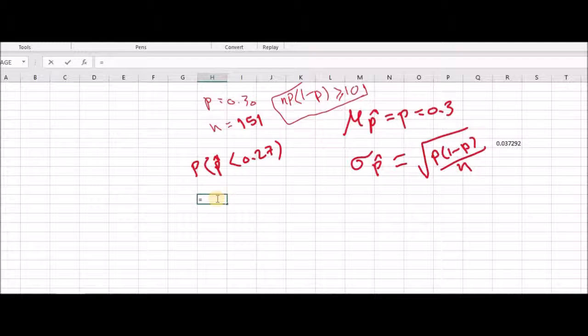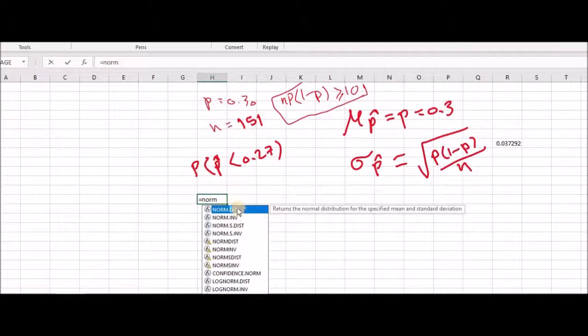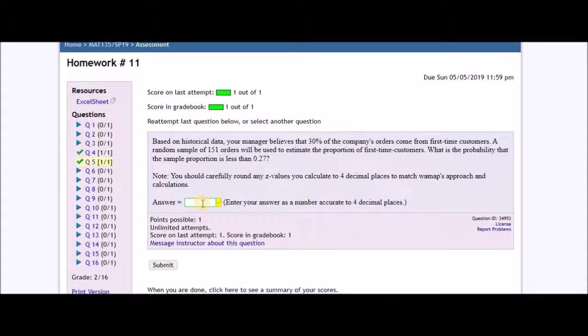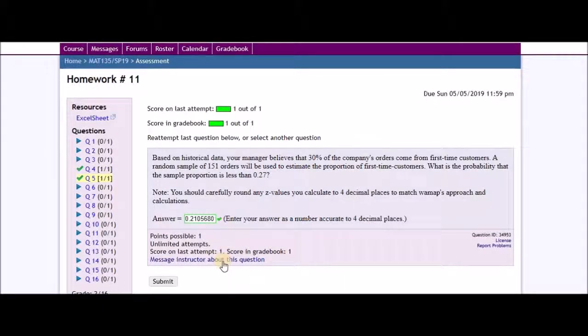So here I have NORM.DIST of the number, which is 0.27, comma the mean 0.30, comma the standard deviation, which is this number. So I'm going to click on the cell that has it, and I know this is cumulative. So that is going to be the answer. I will copy and paste this answer to my answer box. And the answer is correct.